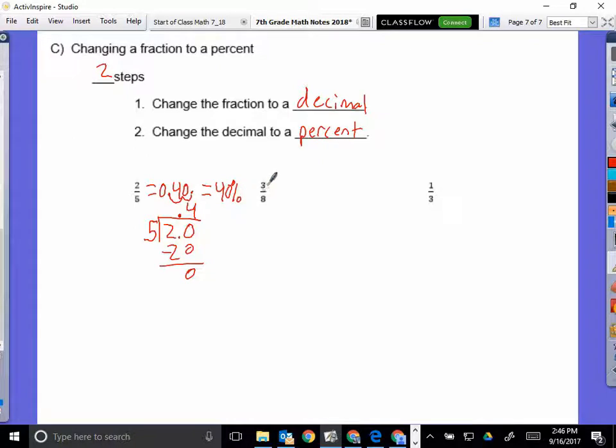Same with 3/8. 3/8, we got to take 3, divide that by 8. All right, just like we've done before, guys. Nothing really new going on here. All right, put a 0 right there. Your decimal point is going to go right up there where you put the 0. 8 goes into 30. That's going to go in there.